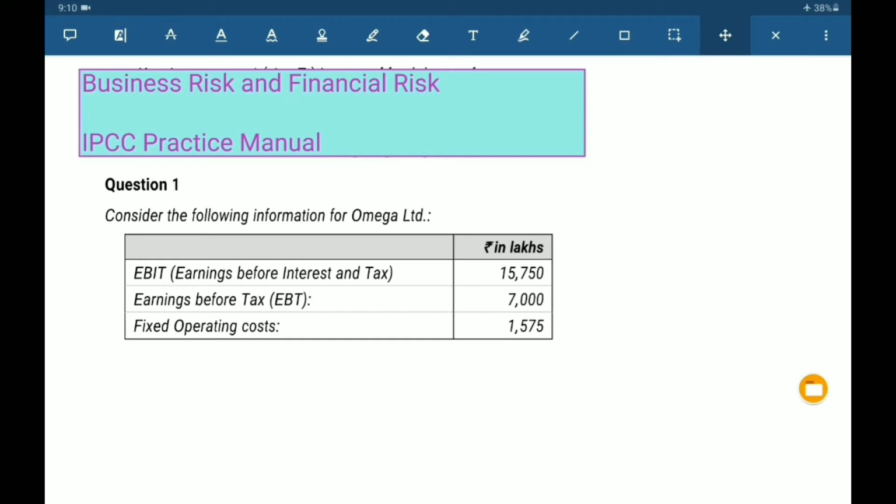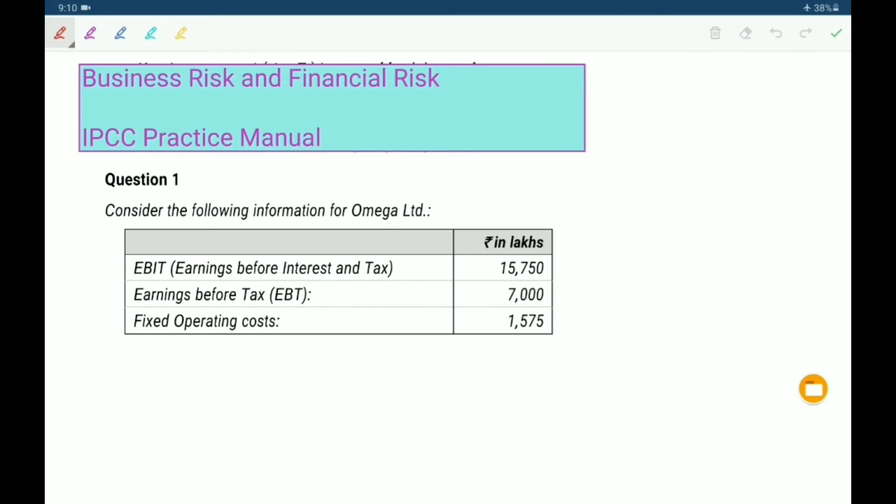Today we discuss business risk and financial risk. This is the IPCC practice manual. We already discussed the introduction and formulas for business risk and financial risk. Now we discuss problems.